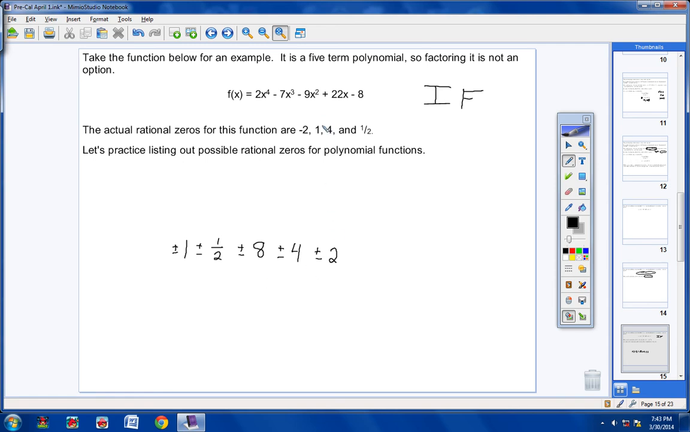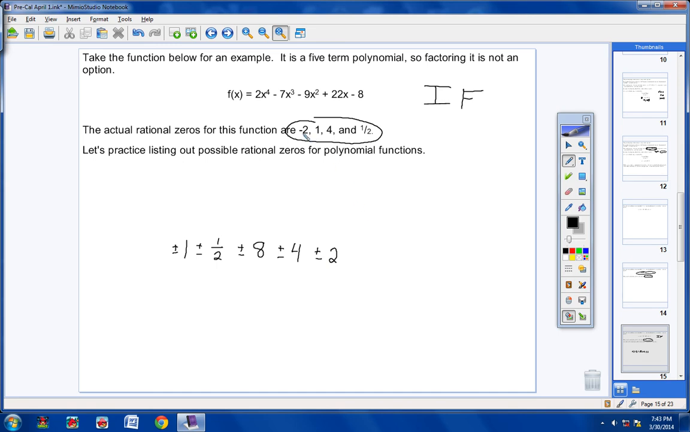And remember, I already told you the rational zeros for this function are right here. Is -2 in this list? Yes. Excuse me. Is 1 in this list? Yes, right here. Is 4 in this list down here? Yes, right here, +4. Is 1/2 in this list? Yes, right here.